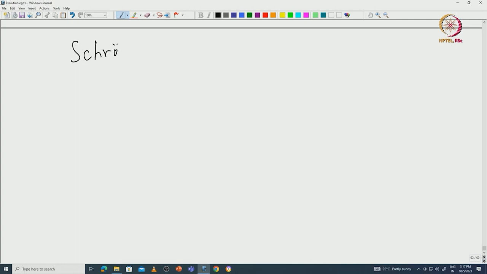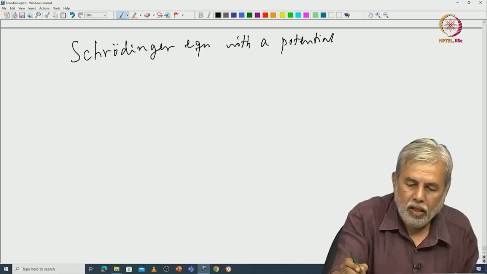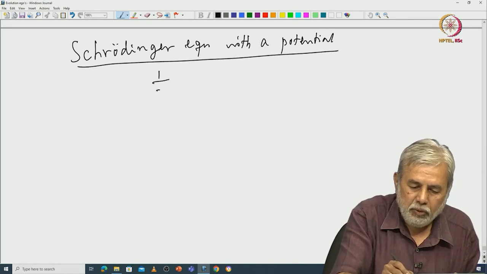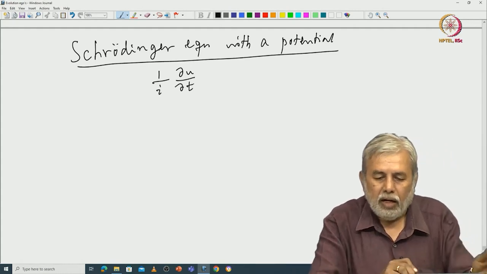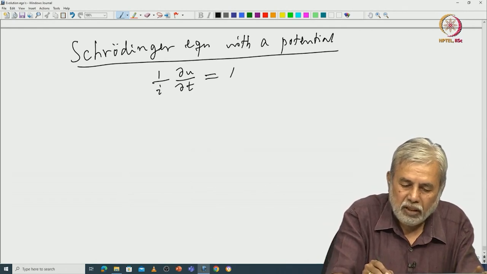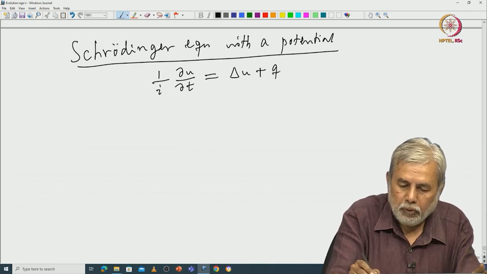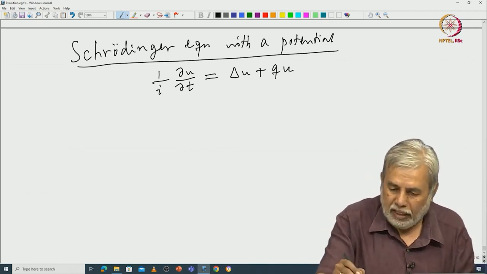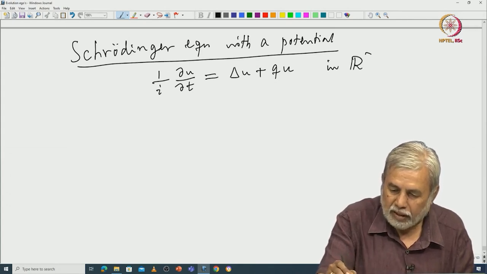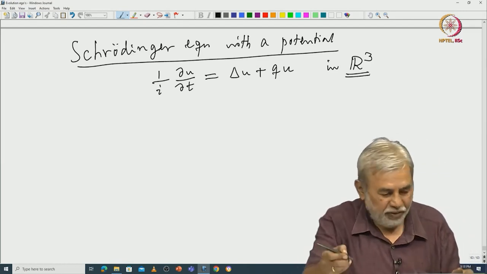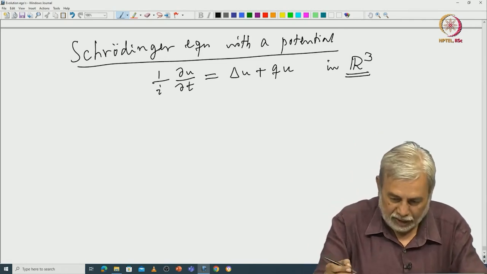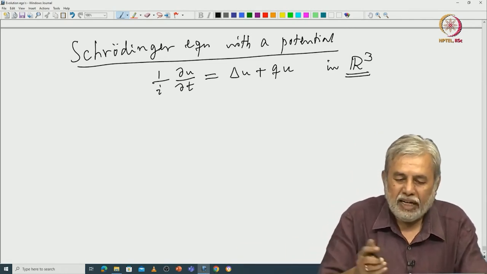with a potential. Let me use a different symbol for the potential. So this is Laplacian u plus q u. I work only with R 3. Similar analysis can be done in other R n, but R 3 is the physical space anyhow, and in other R n it is only of mathematical interest.